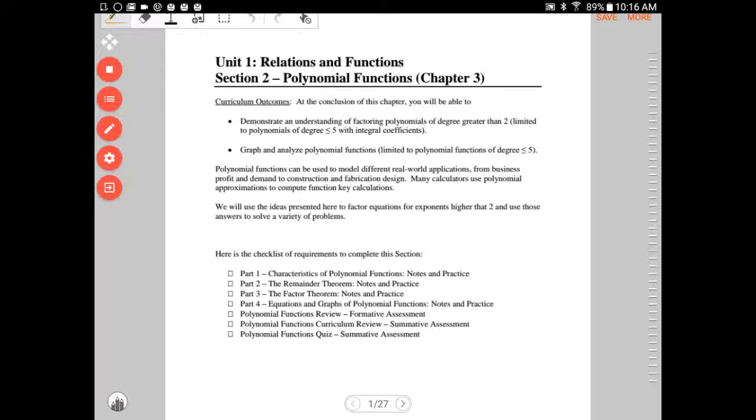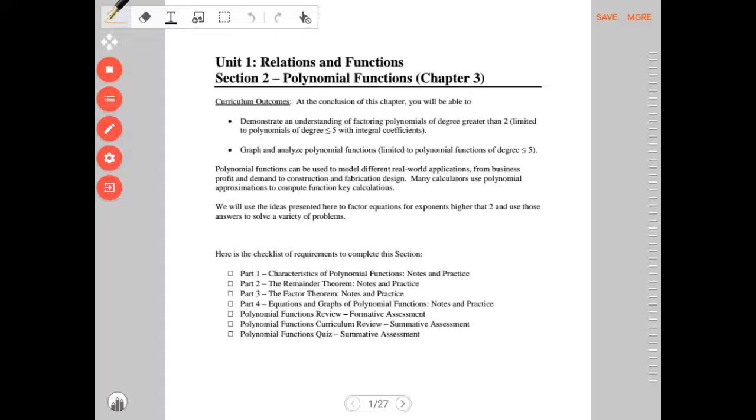Hi everyone, we're still on Unit 1, Functions and Relations. We are in Section 2, the second chapter in Section 2. That, of course, is Chapter 3, and we're talking about polynomial functions. So there's a couple of curriculum outcomes here. We're going to demonstrate an understanding of factoring polynomials of degree greater than 2, but less than 5.